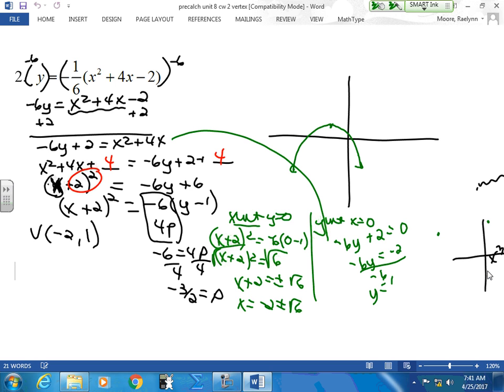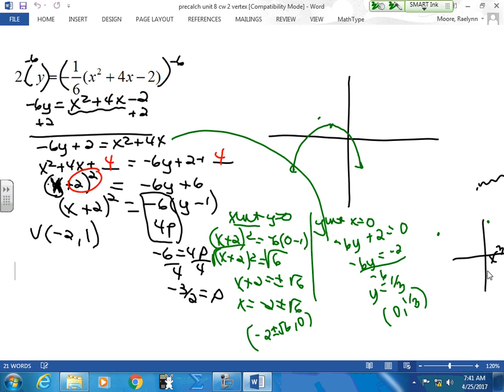And so y would be a third. And that looks about right, doesn't it? So I've got (0, 1/3). And I have (-2 plus or minus radical 6, 0). There's my intercepts.